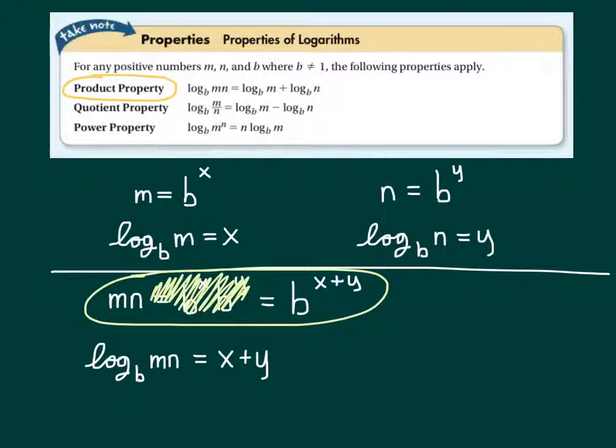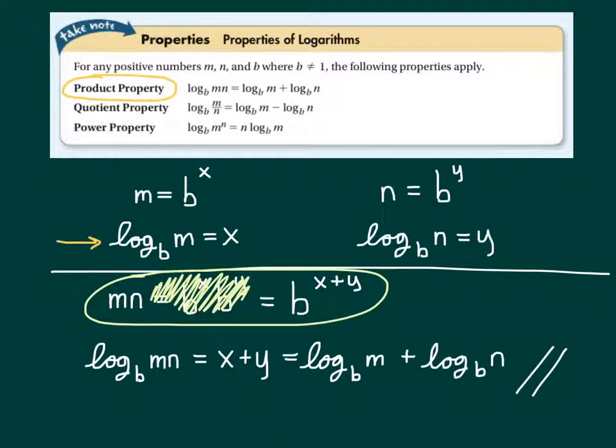Then we can look at this line right here. We know that x plus y is log base b of m plus log base b of n. And that's it. Because there we have log base b of m times n is log base b of m plus log base b of n.